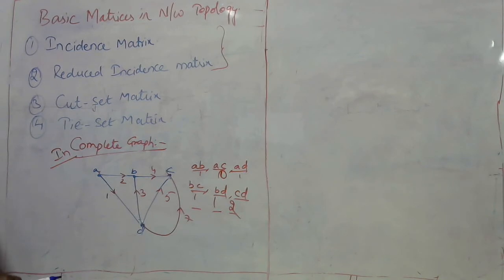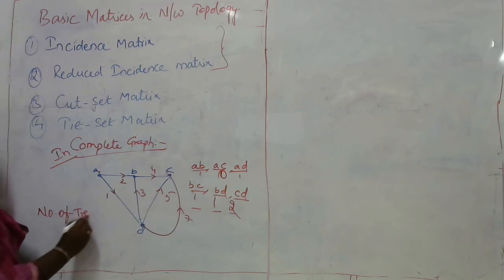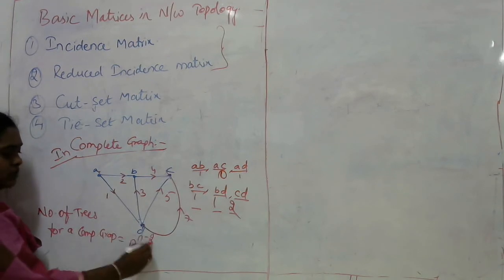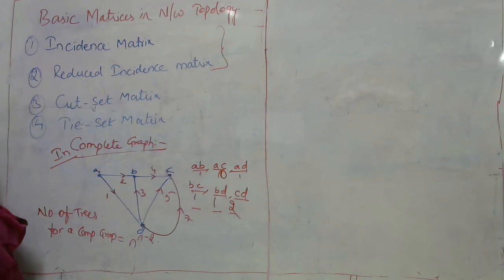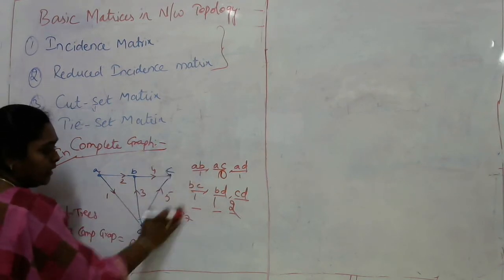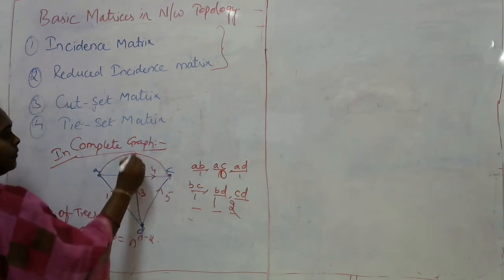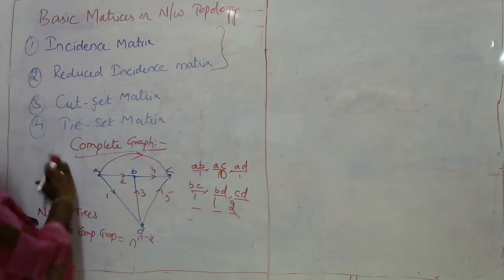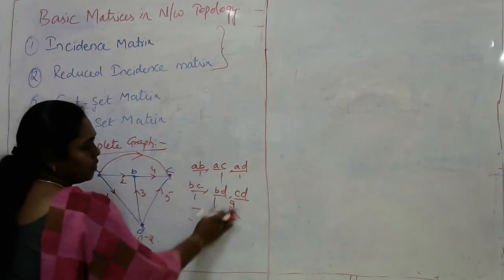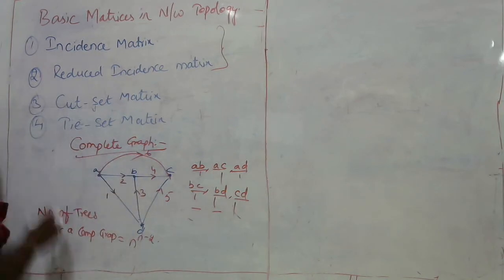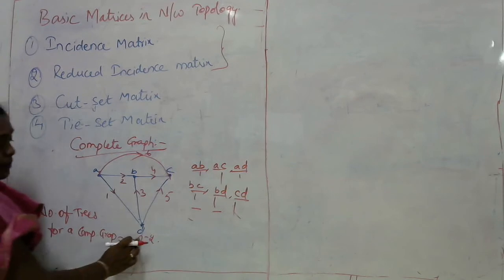So in order to find out the number of trees for a complete graph, the number of trees is equivalent to n power n minus 2. Here n is nothing but the number of nodes. So here let me take a complete graph, where in between each and every individual node there is only one branch. So for this complete graph the number of trees is n power n minus 2.